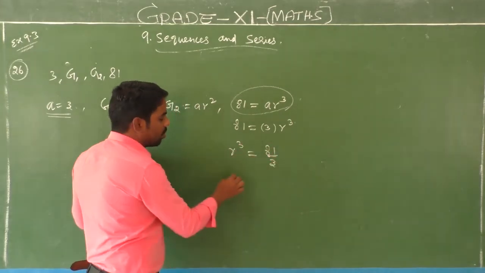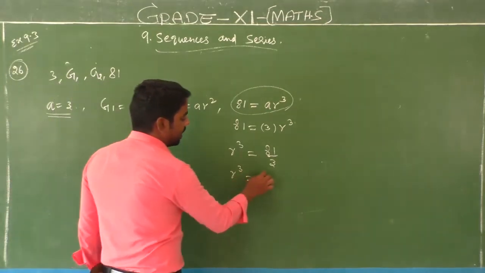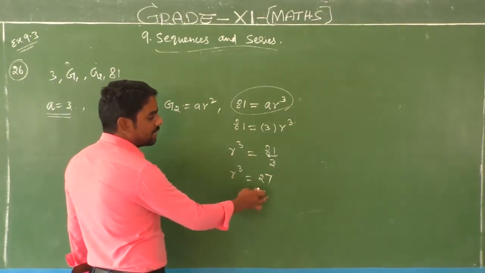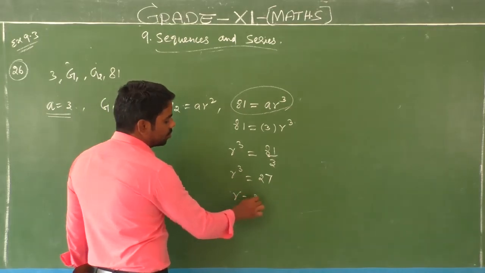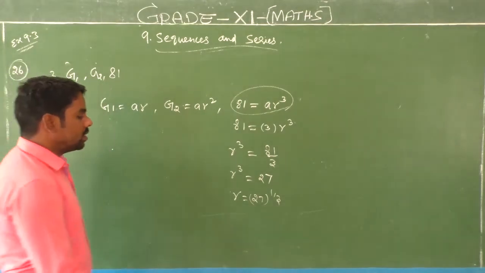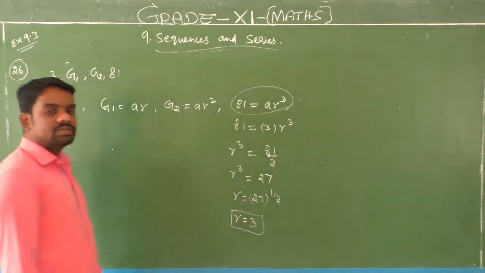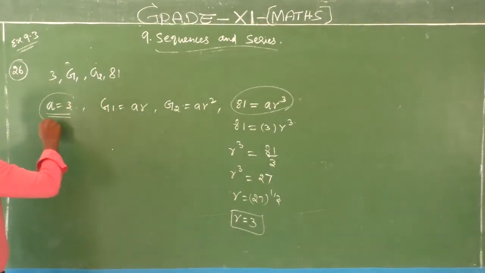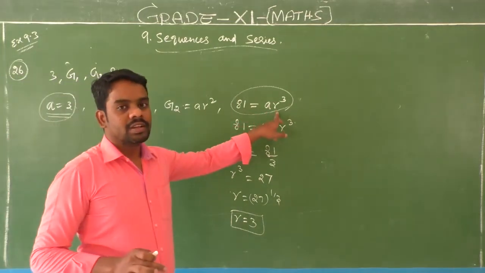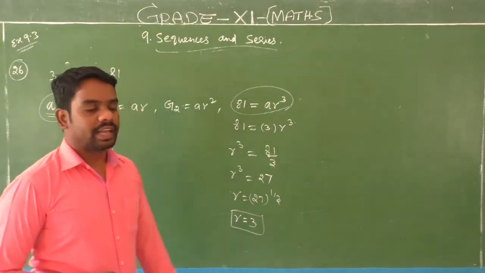So r power 3 is 27. So r cube equal to 27, then the value of r equals 27 whole power 1 by 3. So r is equal to 3. And the last one, 81, is equal to ar power 3. You know the a value is 3. Substitute this value. So we have r equal to 3.